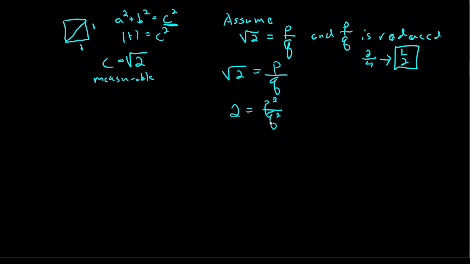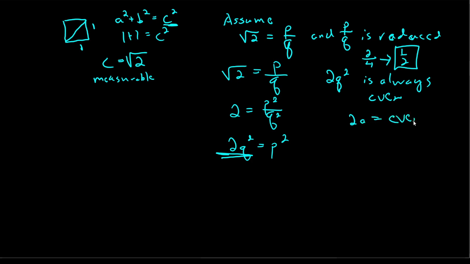And then I'm going to multiply both sides by q squared so that I have a relationship between p and q. Now what's nice about this is 2q squared is always even. Right? Because we can say 2 times any number is always an even number. That's how we count by 2s. 2, 4, 6, right? If a is 1, then this will give me 2. If a is 2, it gives me 4. So we know p squared is even.